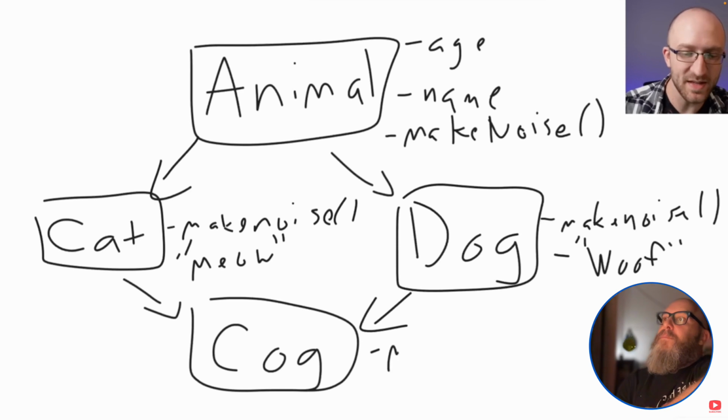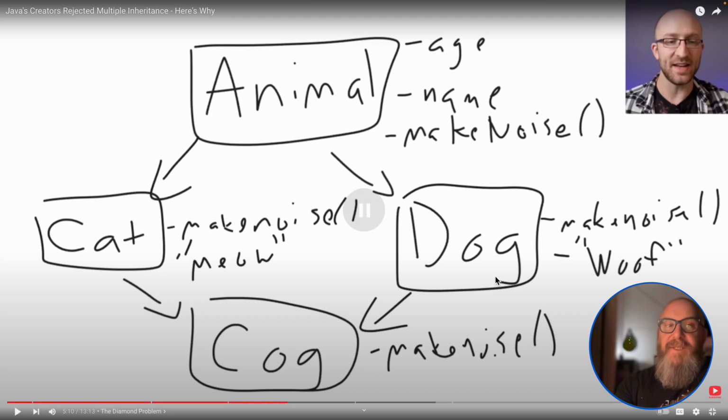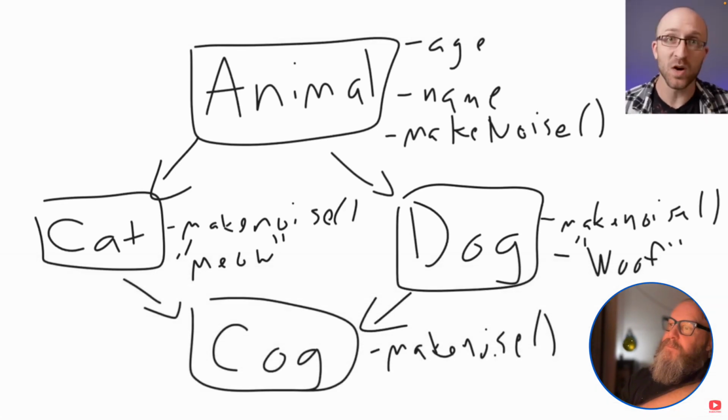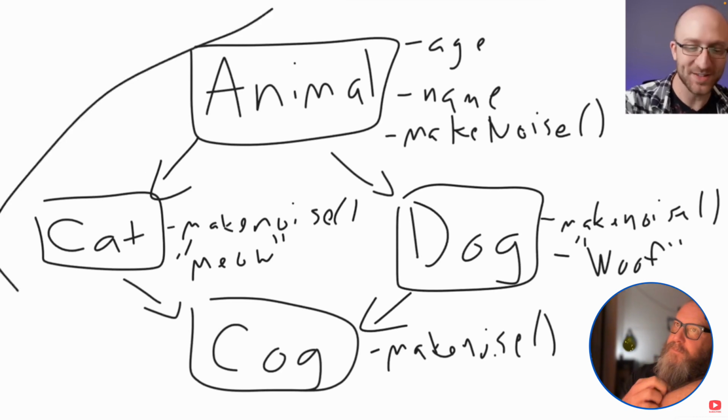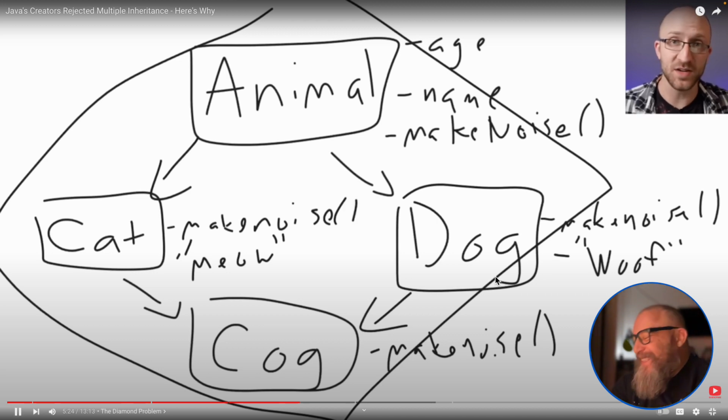But the problem is it's completely ambiguous which version of the make noise method that this cog class should inherit. Ambiguous is a big word for, I don't know which one you mean. You're making me pick here, and I don't know which one. Python picks for you, but it's going to say, no, you're going to have to tell me which one. Should it inherit the functionality from the cat class that prints out meow, or should it inherit the functionality from dog that prints out woof? This problem is often called the diamond problem, perhaps for obvious reasons. The pattern of inheritance that causes this kind of issue is shaped like a diamond.